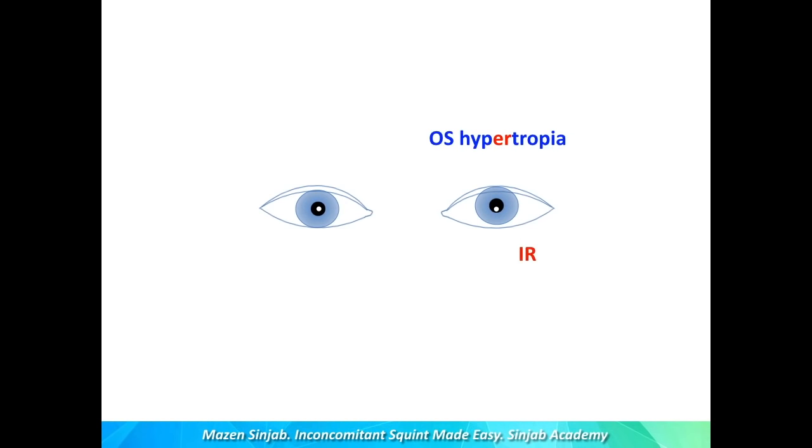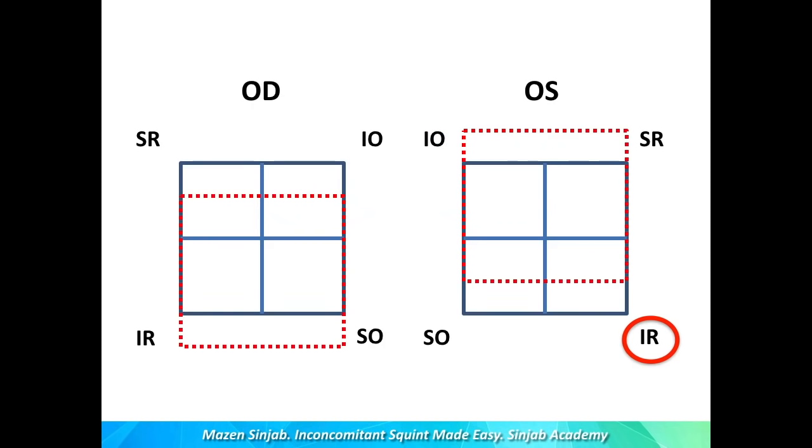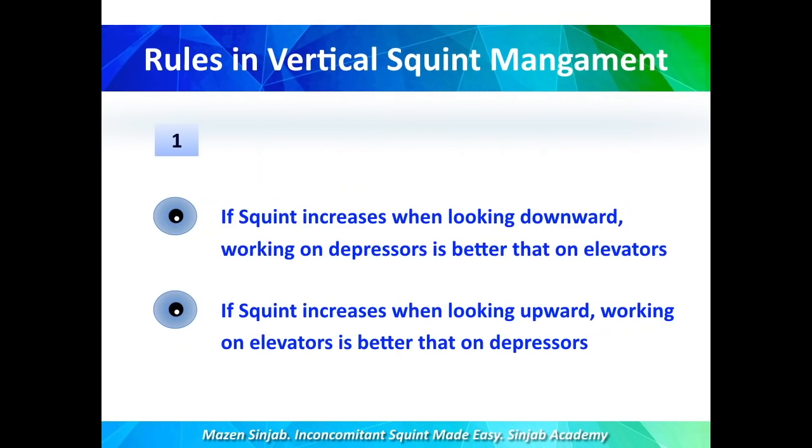Case number 3. A patient has left eye inferior rectus palsy causing left eye hypertropia, and this is the chart. So we have the following options to be operated: the ipsilateral superior rectus, contralateral superior oblique, and contralateral inferior oblique. To see the best selection, let us go through rule number 1.